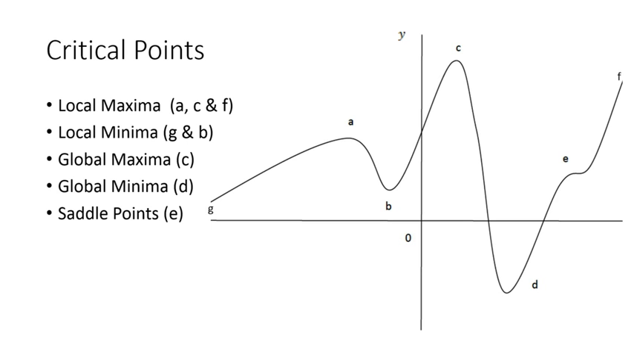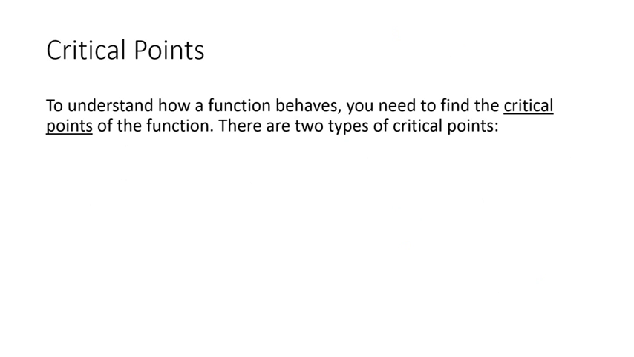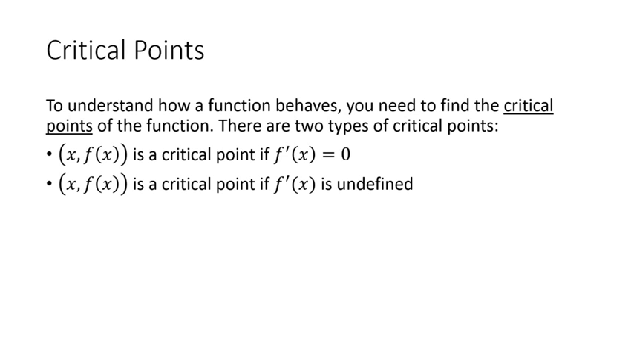Point E is what's called a saddle point. So anytime the function fully levels off but does not start to dip back down, it is considered a saddle point. In order to find critical points, there are really two different types of critical points you need to think about. The first is points at which the function's first derivative is 0. And the second is any point at which the function's first derivative is undefined.